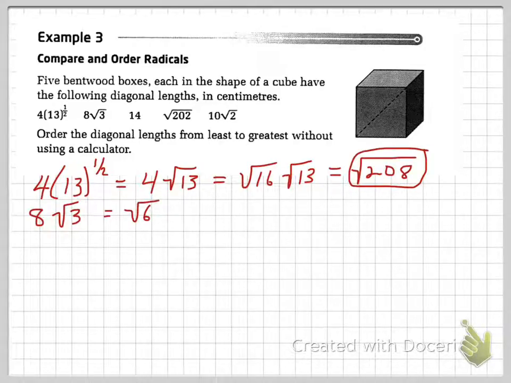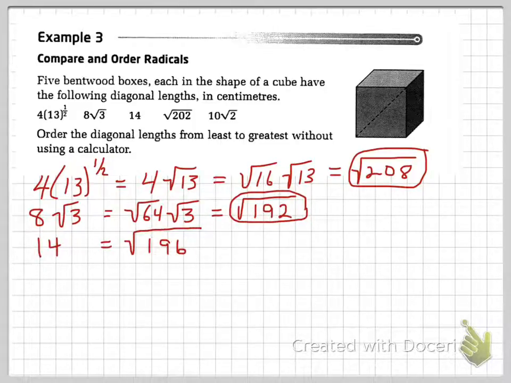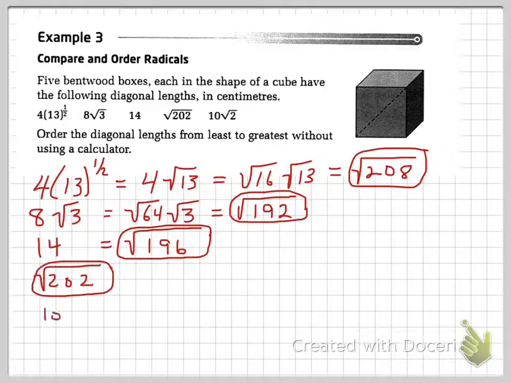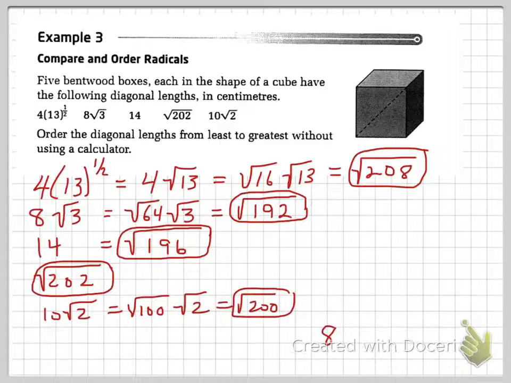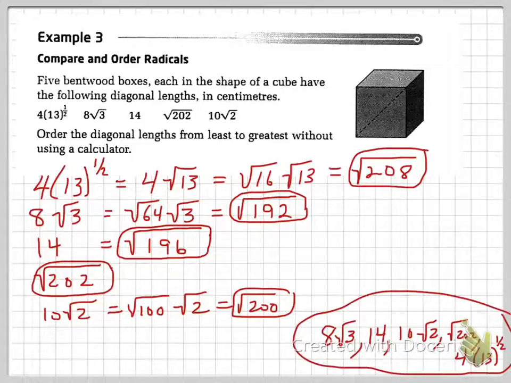8 root 3, well, we're going to square the 8, make that root 64 times root 3. That's root 192. 14, square it, put under the root sign, root 196. Root 202 is given. And our last one, 10 root 2, is root 100 times root 2, which is root 200. Now you can see from smallest to largest, we're going to start with 8 root 3, 14, 10 root 2, root 202, and 4 root 13 to the 1/2.